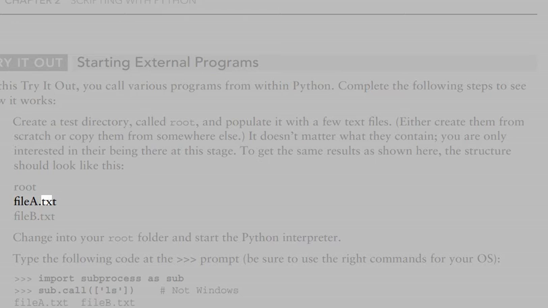Root: file a.txt, file b.txt. 2. Change into your root folder and start the Python interpreter. 3. Type the following code at the prompt, being sure to use the right commands for your OS.